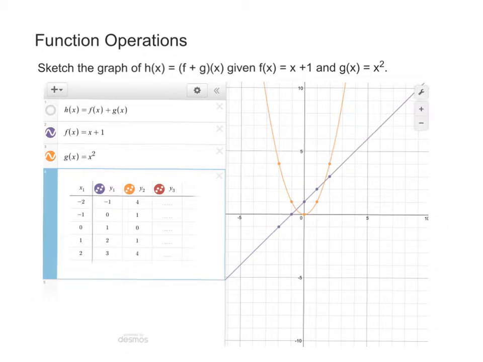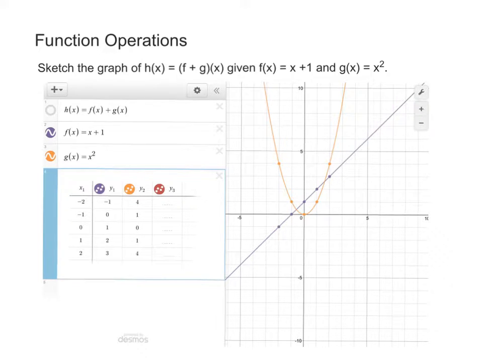The chapter that we're doing is function operations. We're going to work today with the 4 basic operations: adding, subtracting, multiplying, and dividing. So really what we're looking at is what happens when you take 2 functions and add them together, or 2 functions and subtract them, or multiply or divide. This first one is addition.